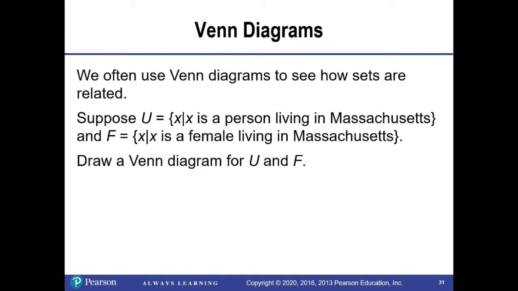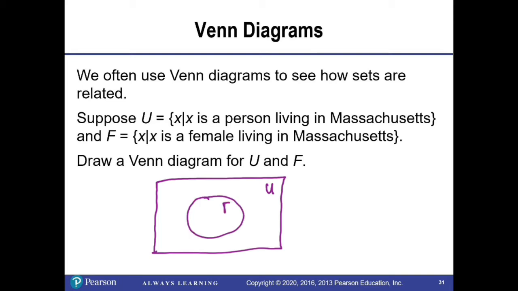If I want to draw a Venn diagram for these two, first I would draw a rectangle to represent my universe, and you would put the U somewhere in your rectangle. Then I would draw a loop to represent F, the set of the females living in Massachusetts. Now, because the females are in Massachusetts, notice that my loop is inside of that universe.